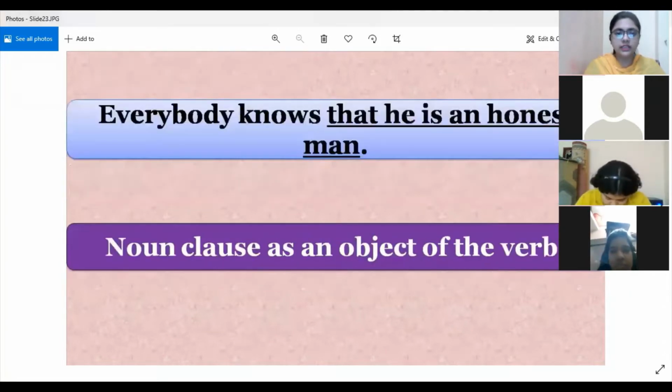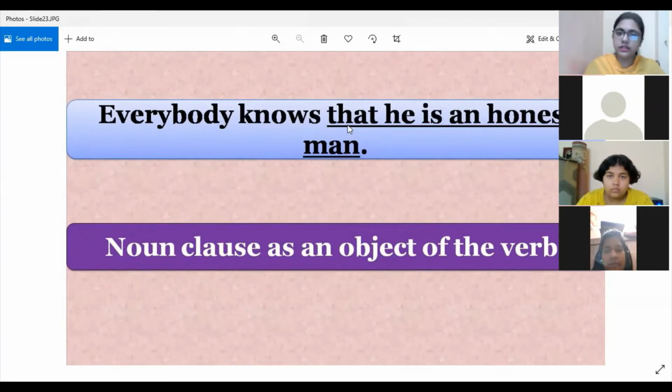Further, you can see that noun clause also acts as an object of the verb, just like a noun does. Everybody knows that he is an honest man. What does everybody know? That he is an honest man. So he is an honest man is following a verb. That is why it is known as the object of the verb.